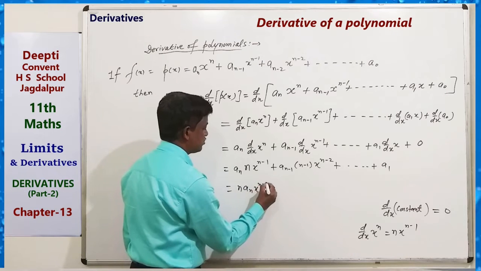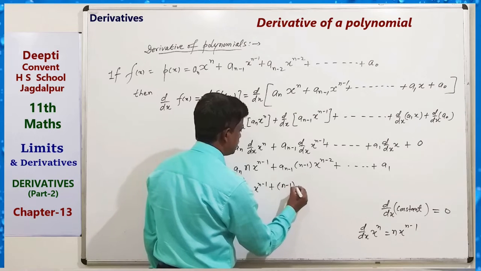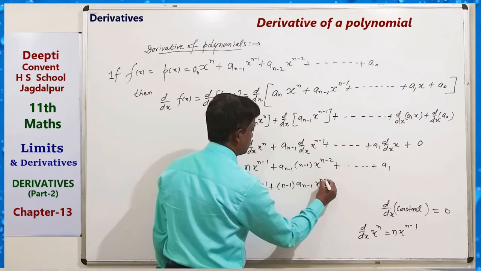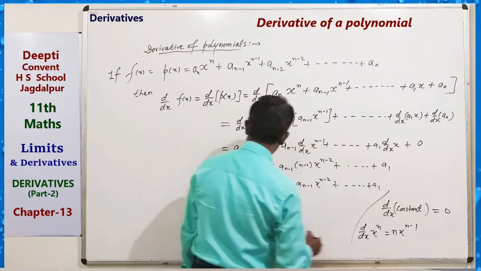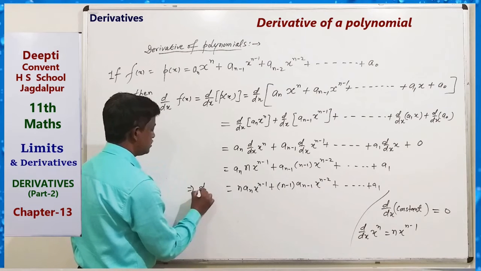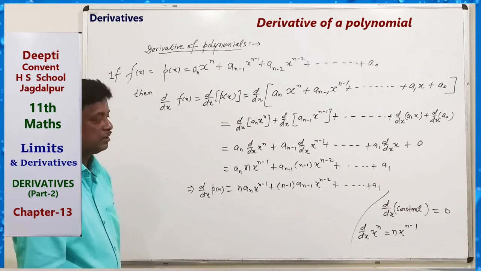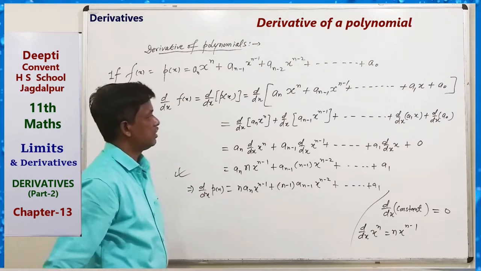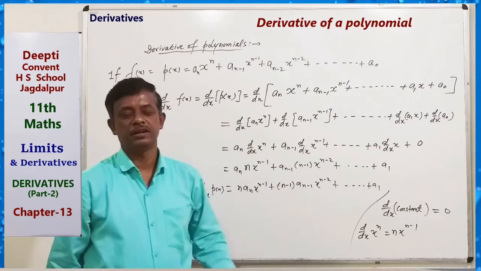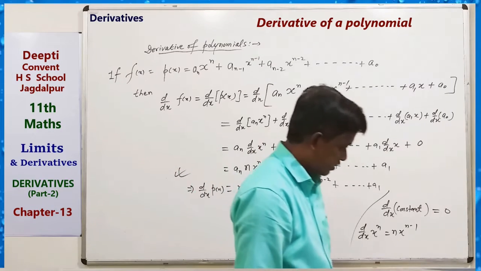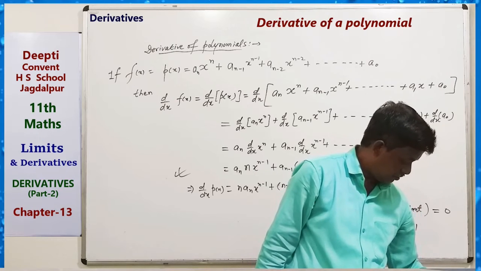a_n n x to the power n minus 1 plus (n minus 1) a_(n-1) x to the power n minus 2 plus and so on, a1. Okay, so this is the derivative of p(x). Clear? So this is the technique of finding the derivative. When an expression is given, you can distribute the derivative and then find the derivative term by term. So these are the methods for finding derivatives.